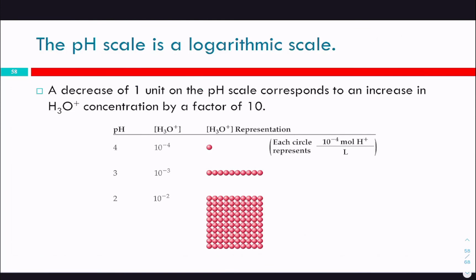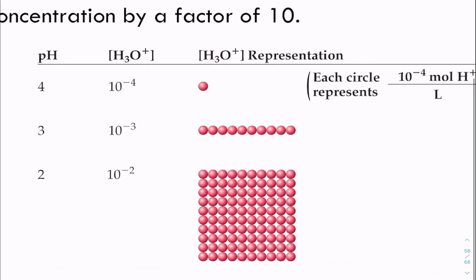So a decrease of 1 unit on the pH scale is actually increasing by times 10 to the 1. So it's 10 times larger or 10 times smaller. So if we look at this, going from pH 4, which is the same as 1 times 10 to the negative 4 molar, we'll make one dot here for that.